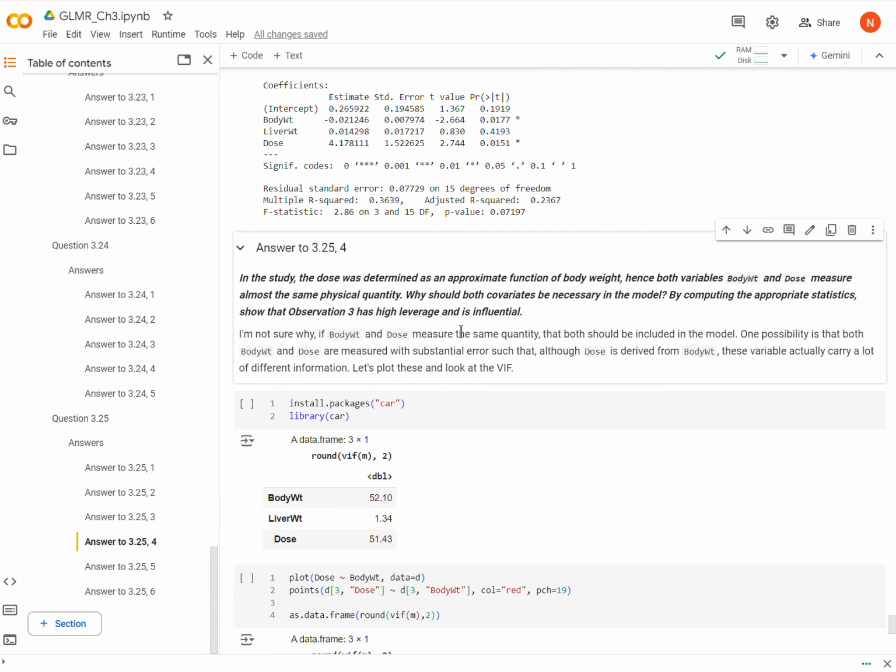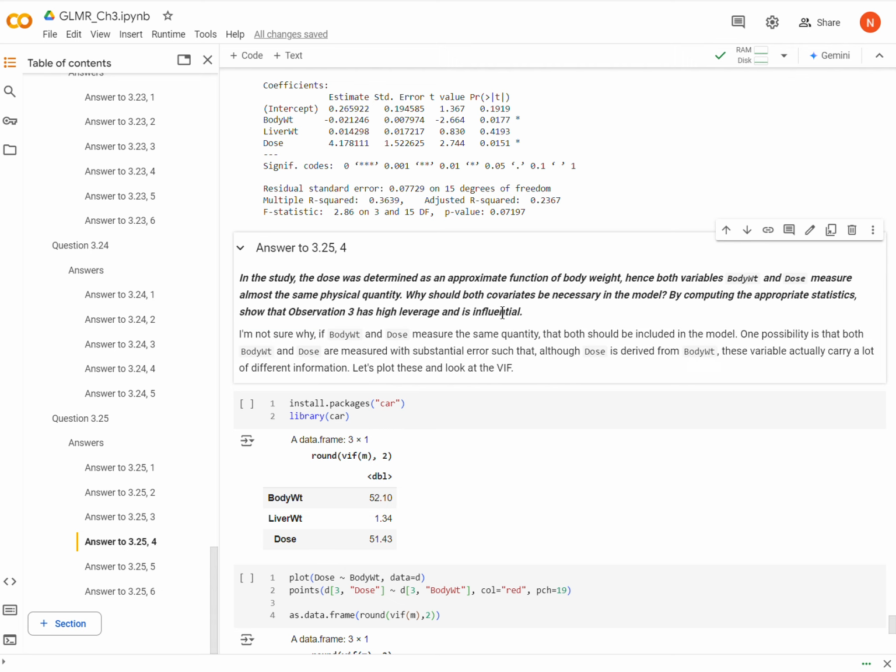The phrasing of this question is a little bit confusing. It says, why should both covariates be necessary? And this either seems like, oh, they should both be included, why? Or it seems like this is a rhetorical device to say, why are we doing this? And trying to demonstrate that we should not be doing this. I don't really know how to take that, but nevertheless, I'm going to answer it as though they're saying that we should. So here's my answer: I don't know.